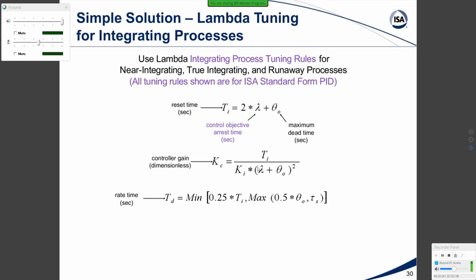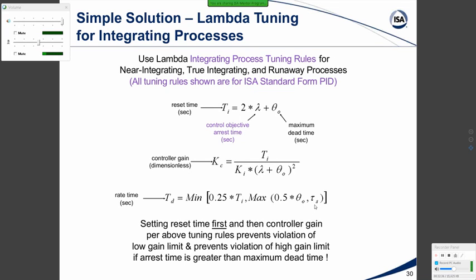What I've done is modify the typical tuning rules that you get out of this Lambda process that would set the rate time equal to the secondary time constant. Say, hey, if that's not identified, you don't have the software to do that, or it's small, we need to also have some rate time. And so I'm going to choose the maximum of either half the total dead time or the secondary time constant, whichever is larger. So setting the reset time first and then the controller gain for the above tuning rules prevents violation of the low gain limit. And we can prevent the violation of the high gain limit if the arrest time is greater than the maximum dead time.